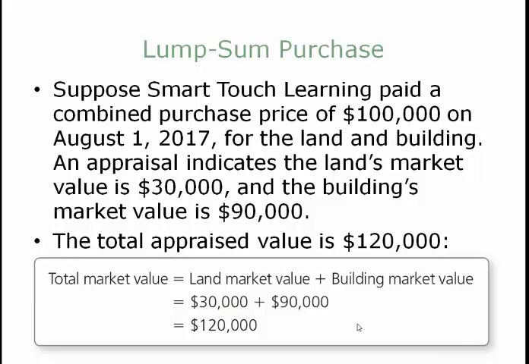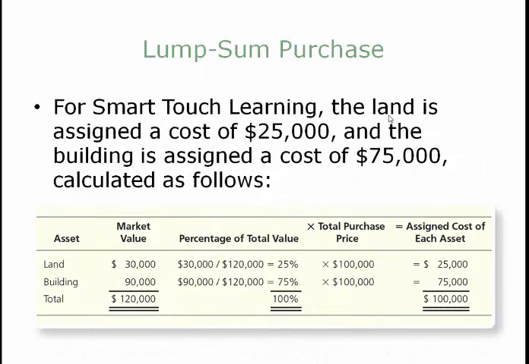Smart Touch Learning paid a combined $100,000 on August 1st, 2017 for land and building. The appraiser doesn't break out the price, but says that the fair market value of the land was $30,000 and the building value was $90,000. So we have $120,000 for the appraised value, but they only paid $100,000. First of all, it looks like good business because they paid $20,000 less than what it appraised at. But what we're going to do is take these two values and use them to ratio or multiply against this $100,000 to determine the value that each one of those should be put on the books for. And here's what we did.